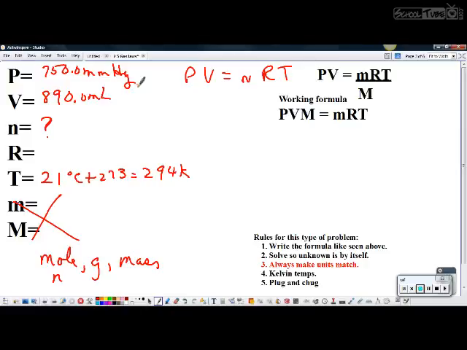So we're all going to look in our book at the R chart, which is at the bottom of page 384.